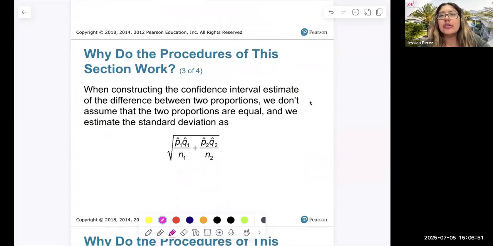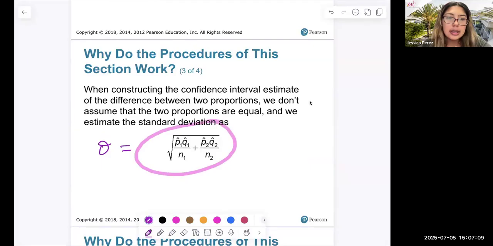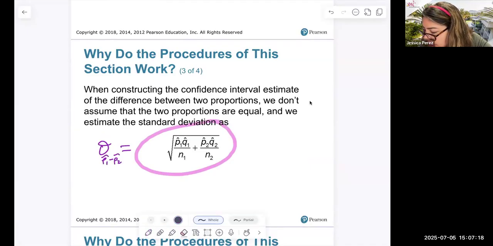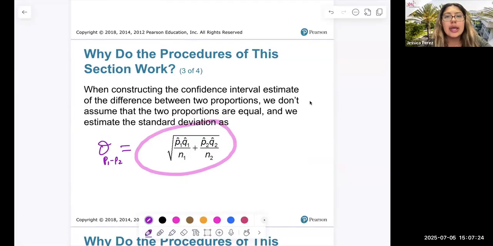So why do the procedures of this section work? When we're constructing the confidence interval estimate of the difference between two proportions, we don't assume that the two proportions are equal, and we estimate the standard deviation. So if we were trying to calculate the standard deviation of P1 minus P2, the difference between the two proportions, we would use the following formula. Okay.